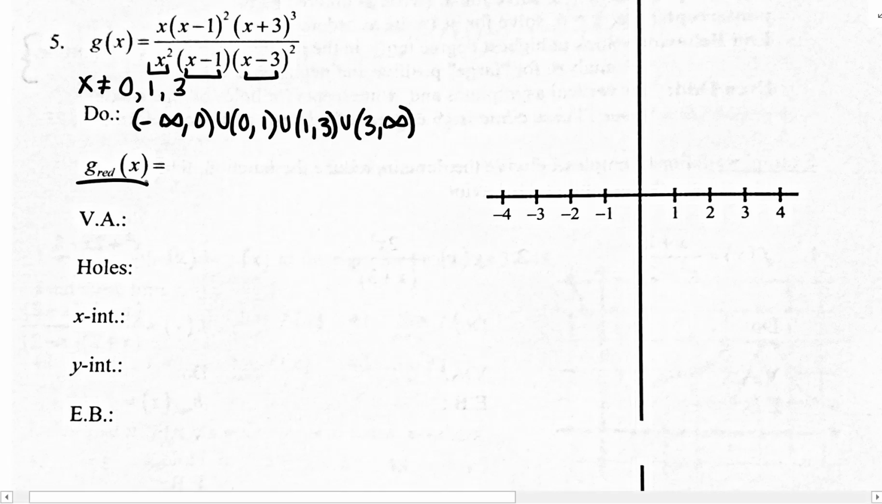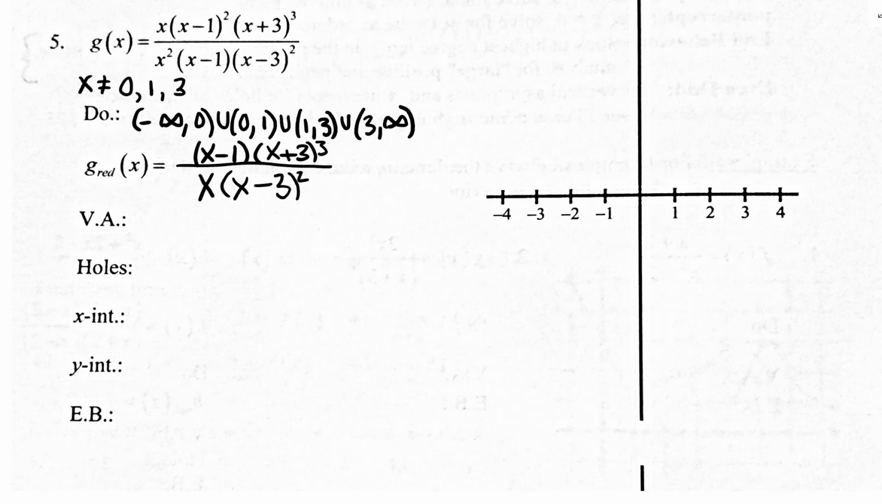This is my reduced version of g of x. If I reduce common factors between the numerator and the denominator, then after I have reduced the function, our vertical asymptotes will be the zeros of the reduced denominator. Anything that makes the reduced denominator 0 will be a vertical asymptote. I see that this would give me x equals 0 as a vertical asymptote.